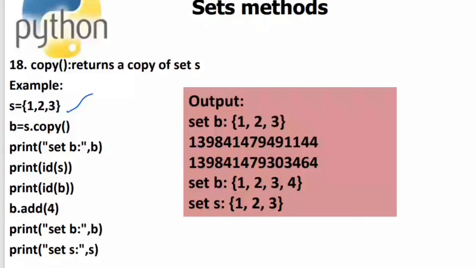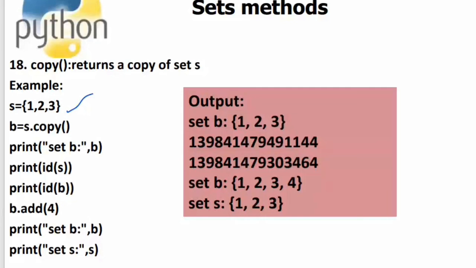But in real time, the sets will be very lengthy. For example, the set of students. In your class itself, there are almost 64 students. So 64 students' data, names, registration numbers, ages, addresses, all this can be a set. Each and every piece of information that we are storing about the students can be a set. So the sets can be very long and very big. So this copy method will be very handy to make a copy of a set.